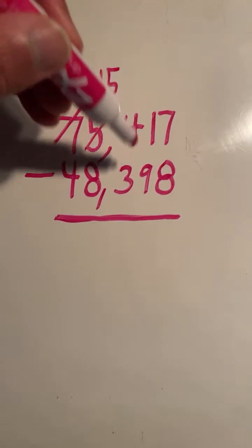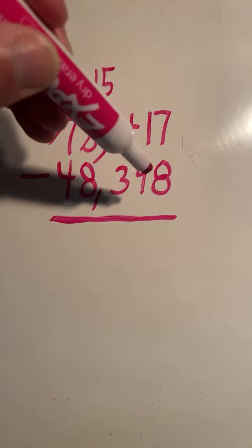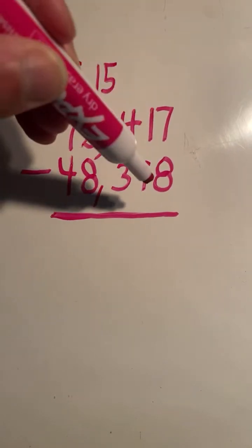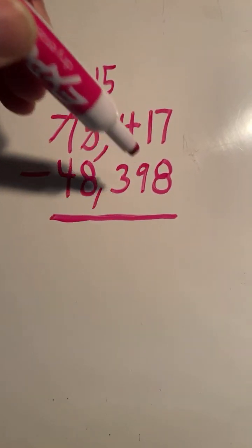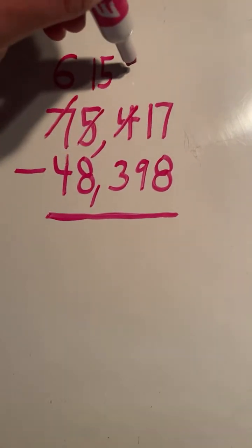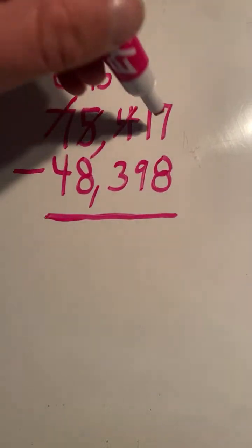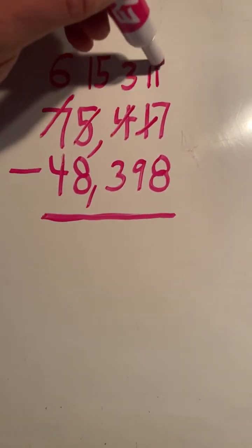Now looking in the hundreds place, that's fine. 4 is bigger than 3, that works. In the tens place, you cannot start out with 1 and take away 9. So we have to regroup there. So we're going to take a 10 from the hundreds place. The 4 is going to become a 3. The 1 is going to become an 11.